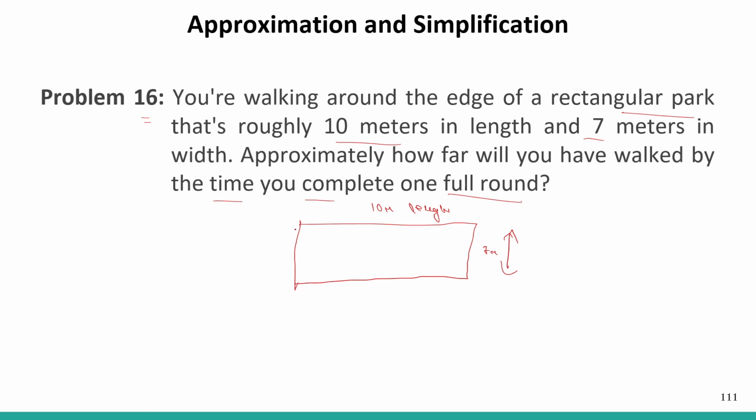Okay. So it asks us to find out the perimeter. So perimeter is equal to what? 2 into length plus 2 into width. So that will be equal to 2 into 10 plus 2 into 7. It will be equal to 20 plus 14, which is equal to 34.